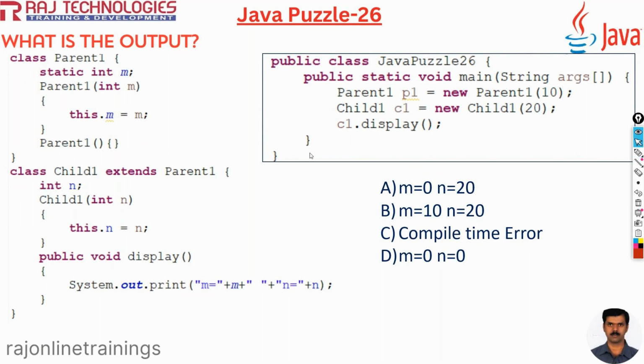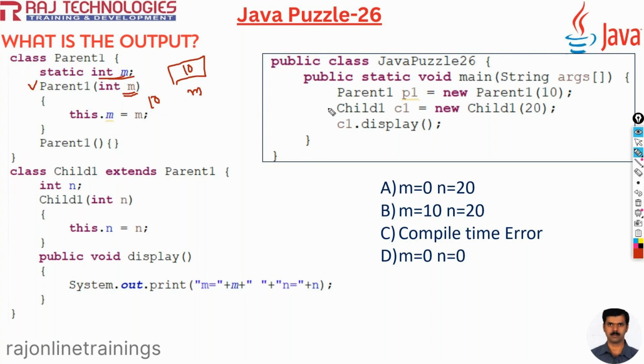When you run the program, it comes to the main method. We are creating the object parent1 p1 equal to new parent1 of 10. Then it is going to invoke this constructor. The value of m, what you are passing here, is 10. So the value of m will become 10.